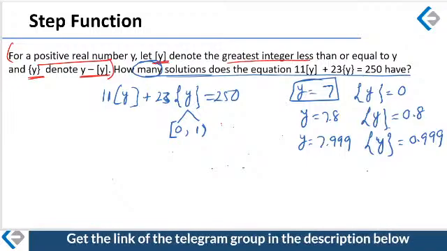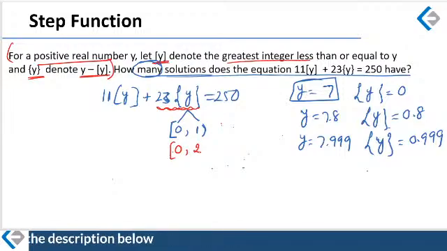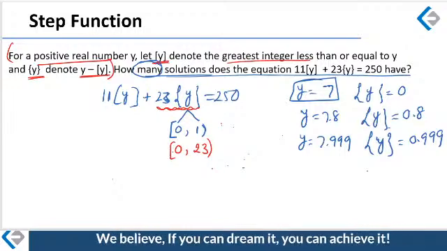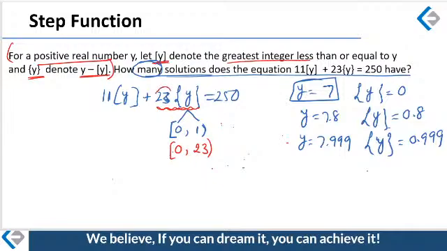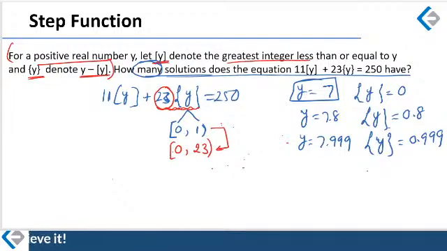Very good, guys. Now take the full stuff here. What will be 23 times the fraction part of y? It will be 0 times 23 to 1 times 23. It cannot be 23, it can be something less than 23. Because if the fraction part is in 0 to 1 and you multiply by the coefficient 23, then the value becomes 0 to 23.